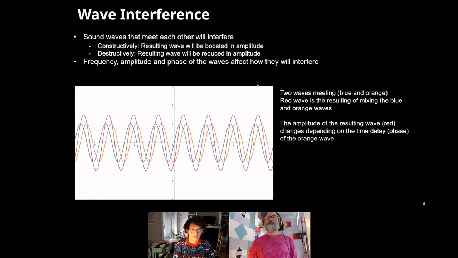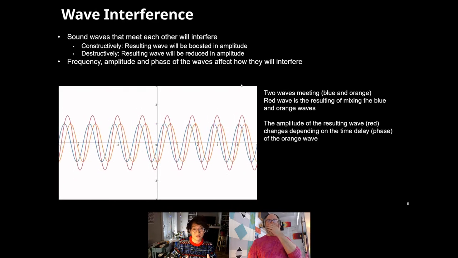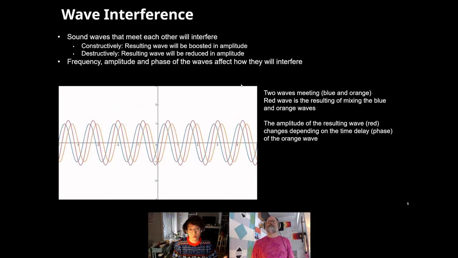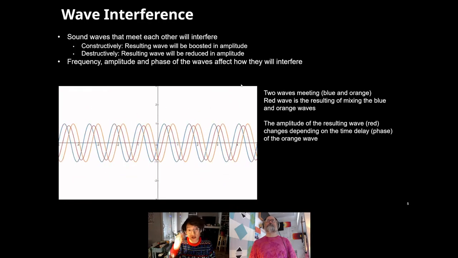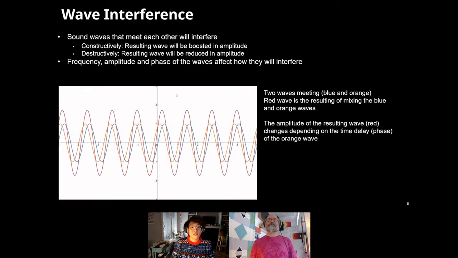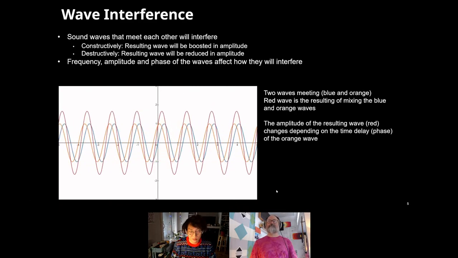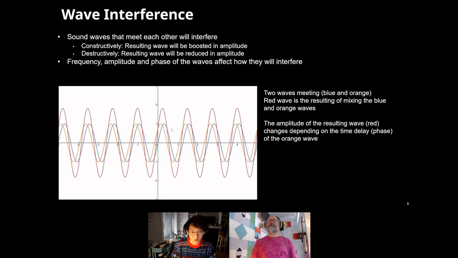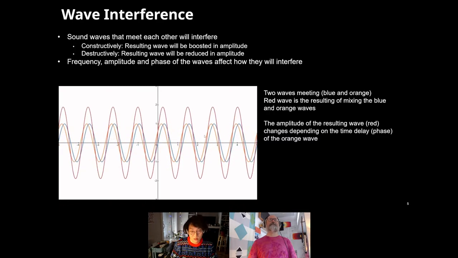You could have constructive interference, where the resulting wave has a higher amplitude, or it's going to be destructive, where the resulting wave's amplitude is minimized or even canceled out entirely. In this nice little animation, we've got a really simple demonstration. We've got two waves, a blue one and an orange one, and the red wave is the resultant wave that comes from the interference.